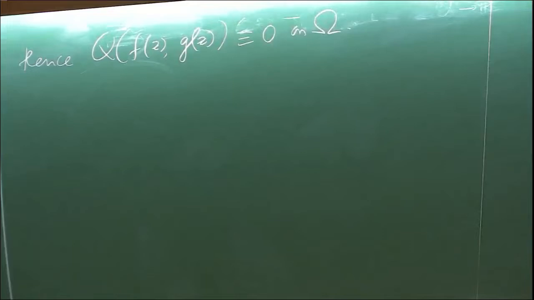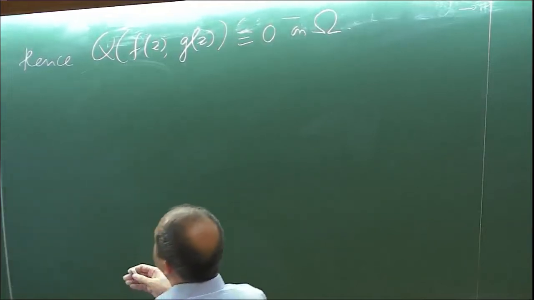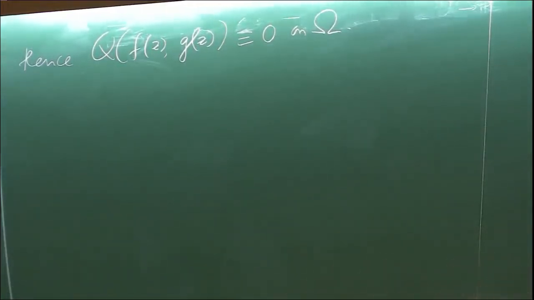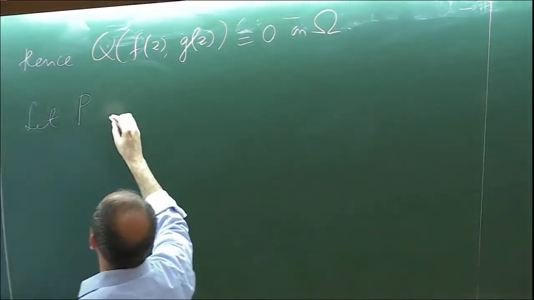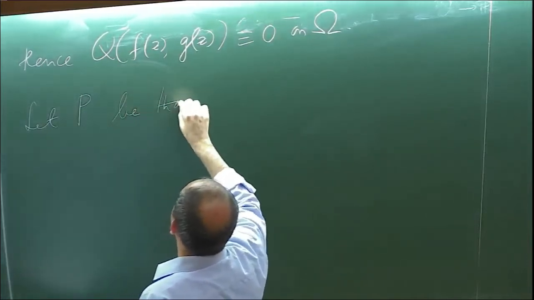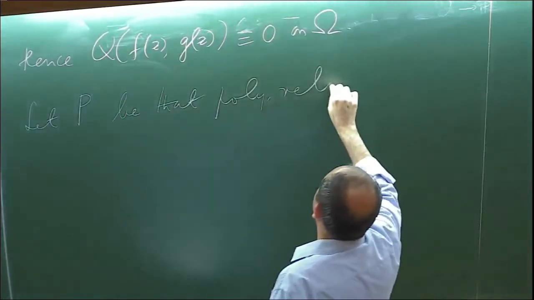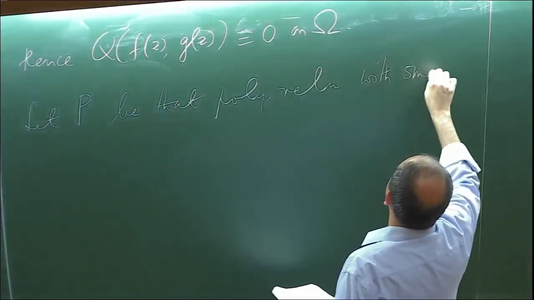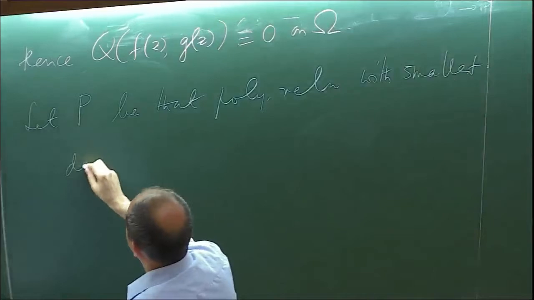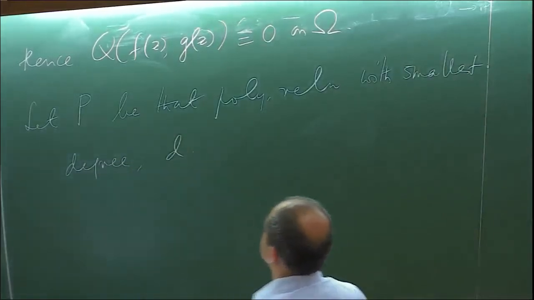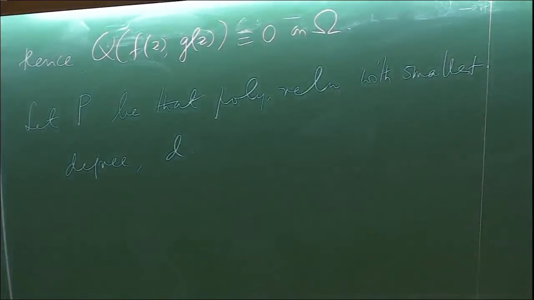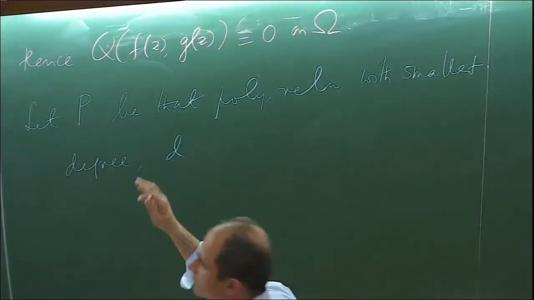And now the point is to show that you can choose such a relation to be irreducible over C. So what you could do is look at all possible q's that arise by this procedure, and I look at that q which has the smallest degree. So let P be that polynomial relation with smallest degree, say D. The claim is that this is irreducible over C.